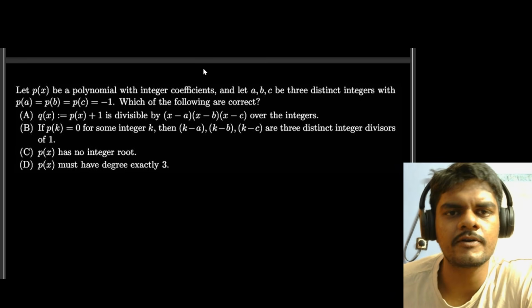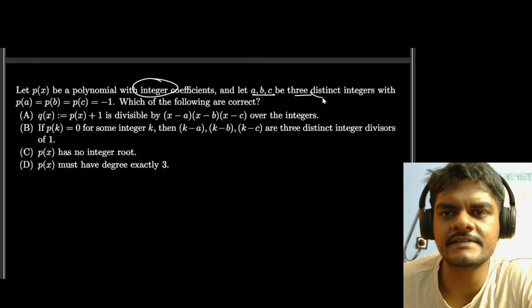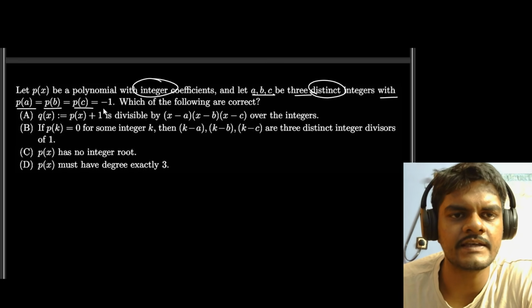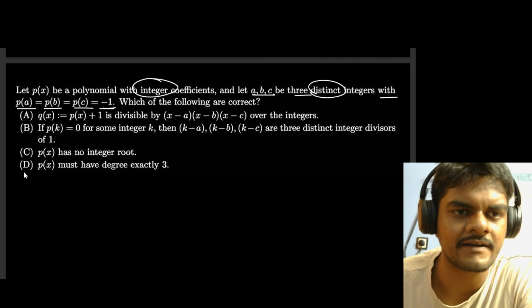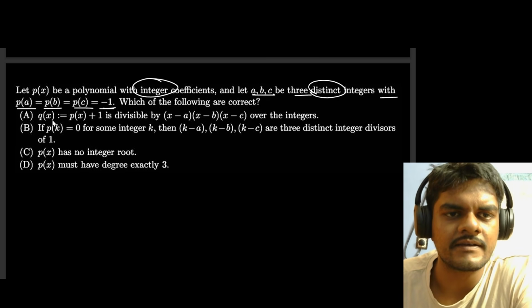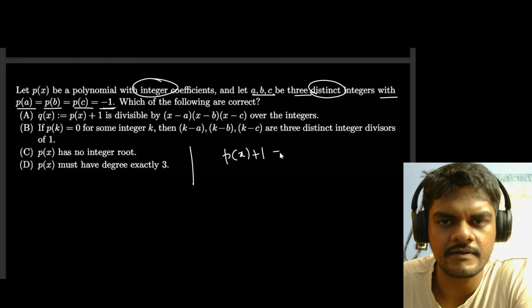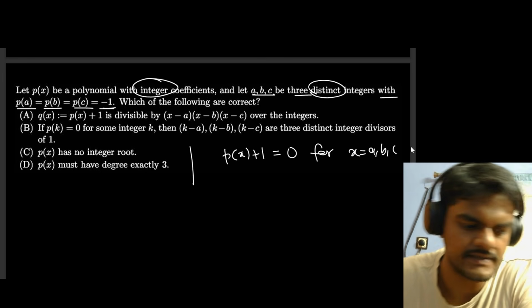Let P of x be a polynomial with integer coefficients. Again, let A, B, C be 3 distinct integers with P of A, P of B, P of C equal to minus 1. Which of the following are correct? Okay, so first of all, again, if you look at it, P of x plus 1 is equal to 0 for x equal to A, comma B, comma C.